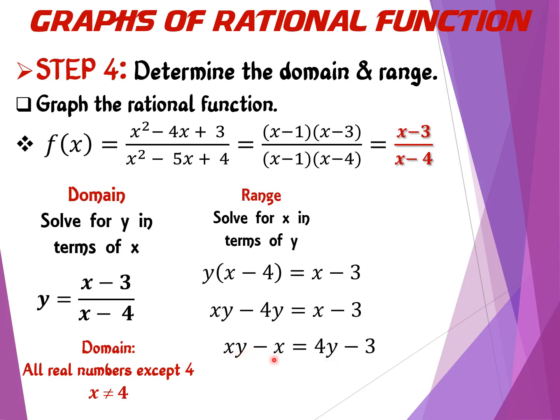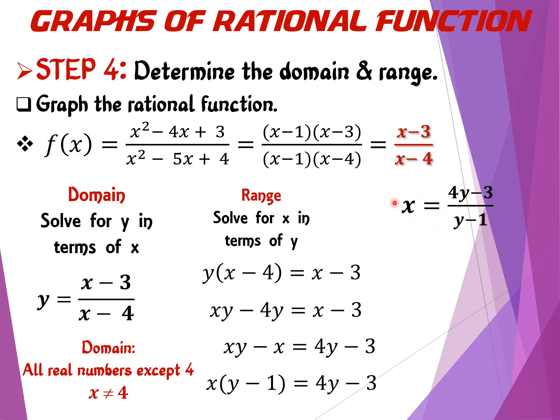Then we factor out x here. That will give you x times the quantity y minus 1 is equal to 4y minus 3. And then, to isolate x, you will divide both sides of the equation by y minus 1. So we can cancel y minus 1, and then this will be your resulting function.